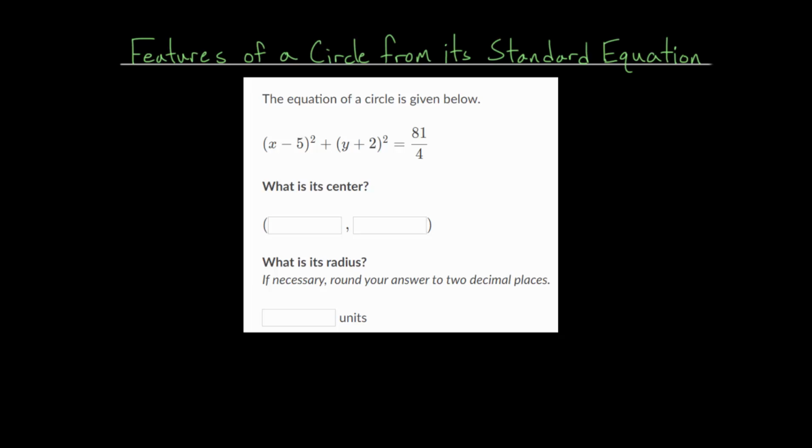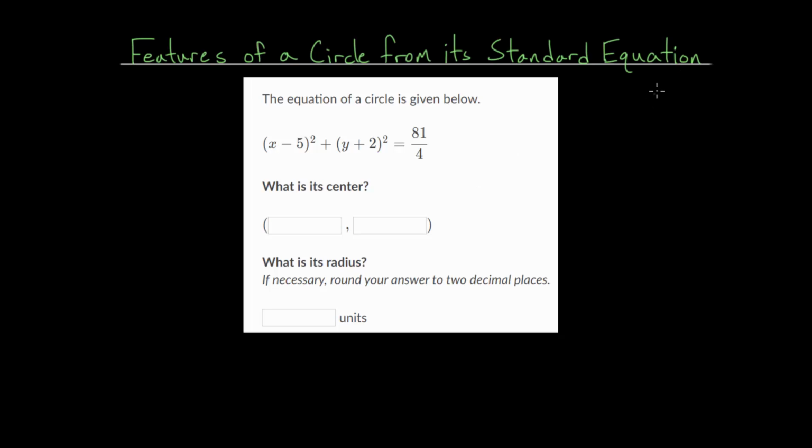In this video, I'd like to talk about the features of a circle from its standard equation. And the main two features of a circle are the center point and the radius, where the radius is just the distance between the center point and each point on the circle.